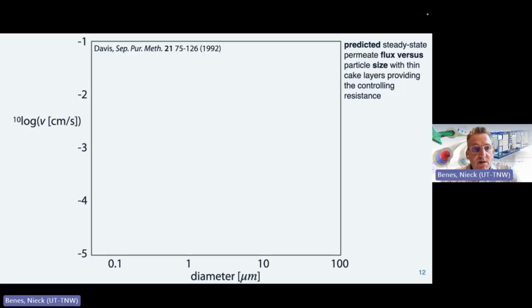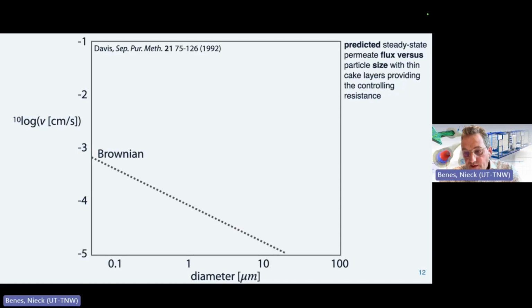It's an old paper of Davis. He plots the flux that we expect, the predicted flux for a membrane where there's a cake layer on top of the membrane. And of course, how much cake layer there is depends on the Peclet number again. And if you look at the flux as a function of the particle size for Brownian motion, you see that this flux goes down quite fast. So for small particles, there's still some flux, but if you go to larger particles, then the Brownian motion is very slow and flux is almost zero.